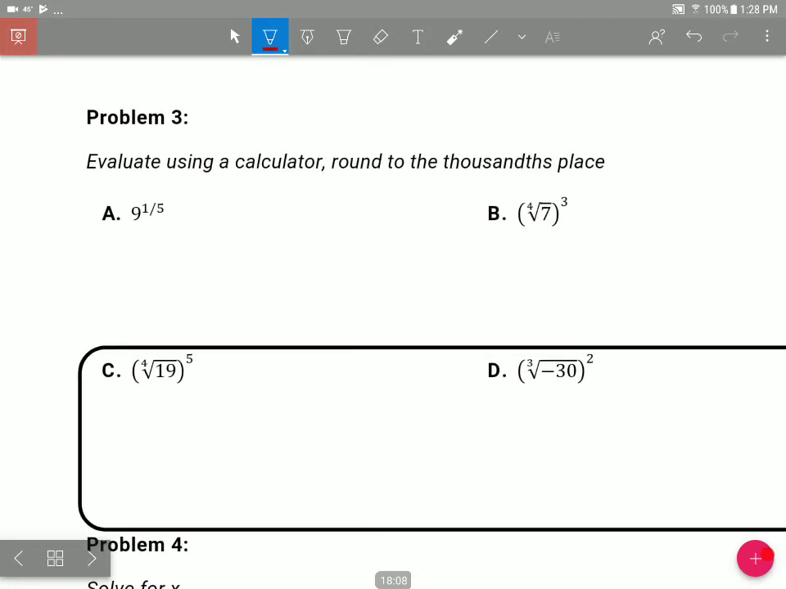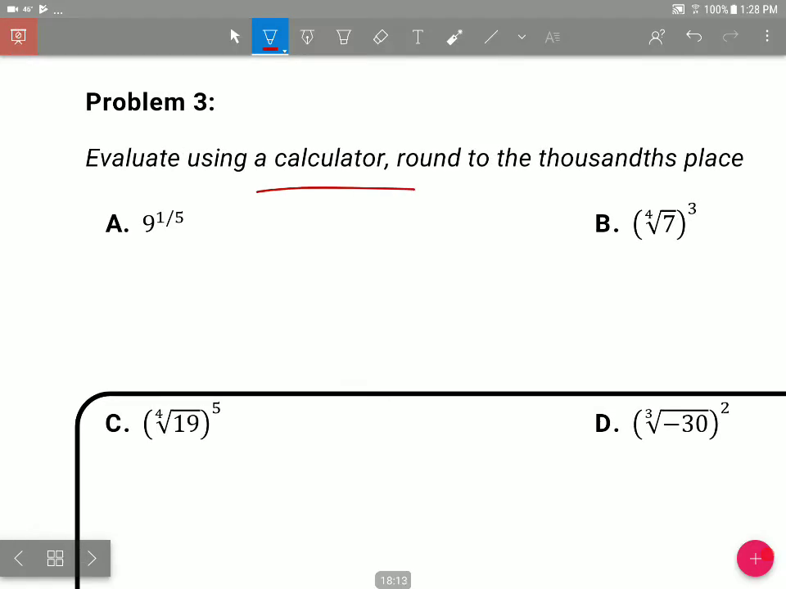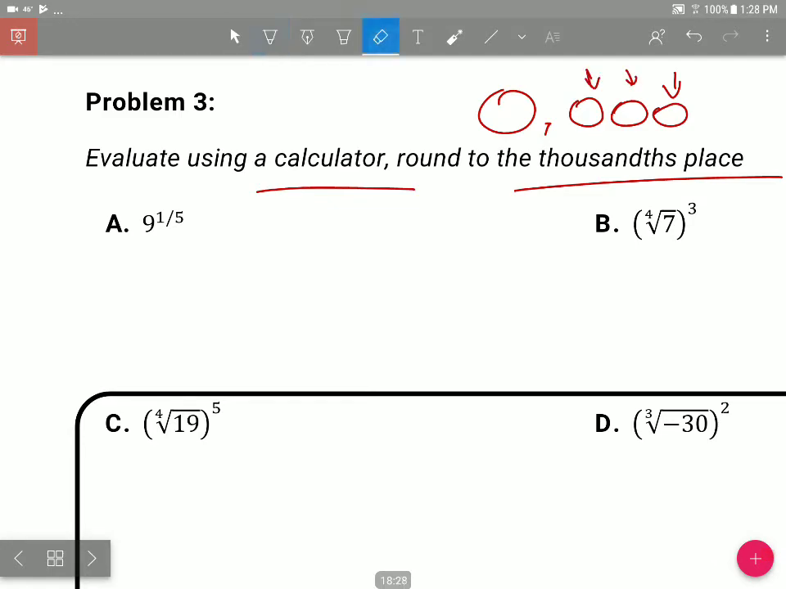Problem 3. Okay, this is very difficult. Evaluate using a calculator. Round to the thousandths place. How many decimal places is a thousandth place? 4. No. 3. Don't get me wrong, somebody every single period has done that. That's the thousandths. They start with tenths, hundredths.